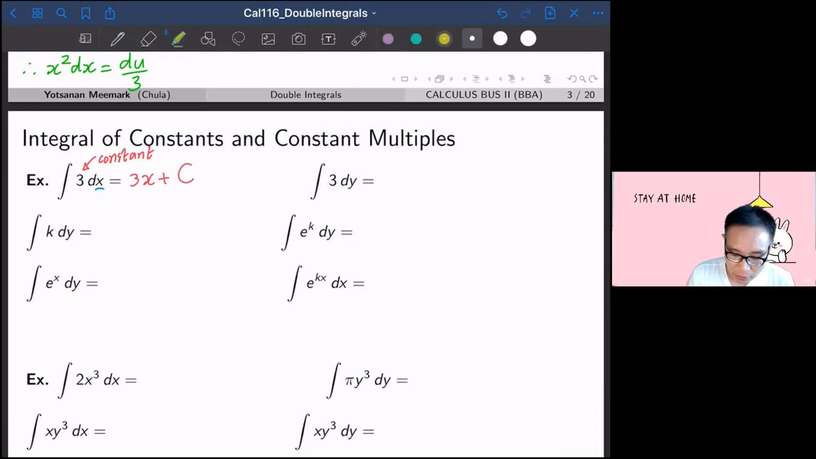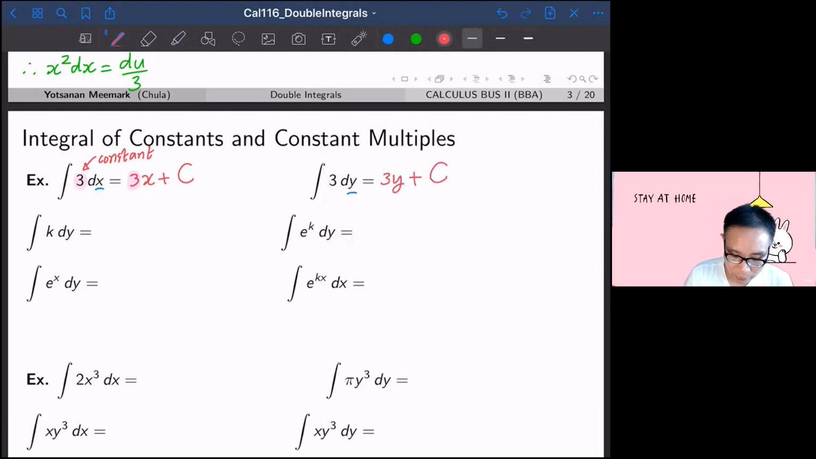The 3 comes from the constant, and x is just the variable of integration. Okay, so for the second one, you see it's 3. However, this one is going to be dy. So in this case, it's going to be 3y plus c.